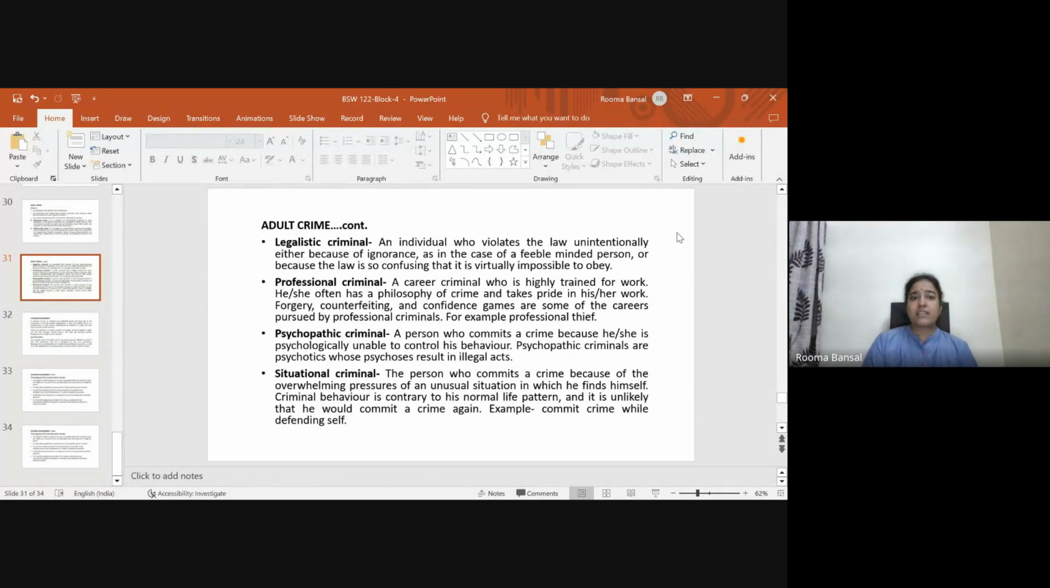Understand? Next is the professional criminal, a career criminal who is highly trained for work. I don't know why our writers are using "career criminal." See, in the crime field there is no career. Crime is a crime. Okay, a career criminal who is highly trained for work often has a philosophy of crime and takes pride in his work. Forgery, counterfeiting, and confidence games are some of the careers pursued by professional criminals. For example, professional thieves.